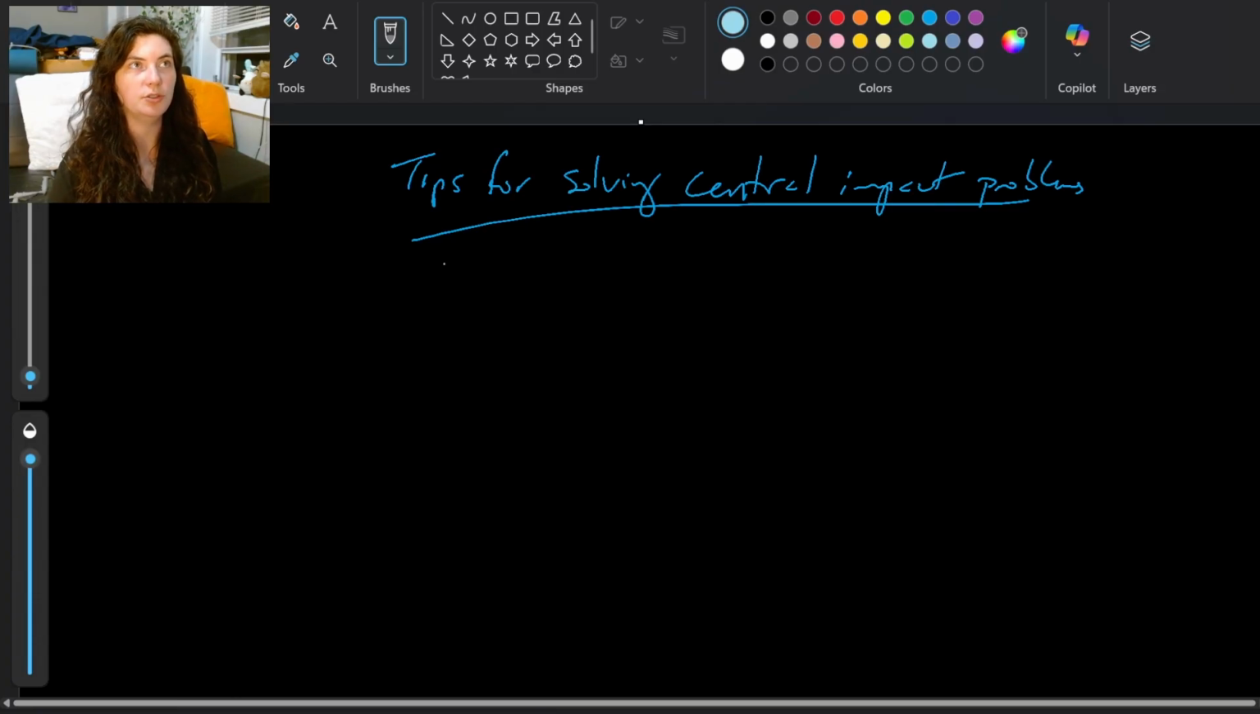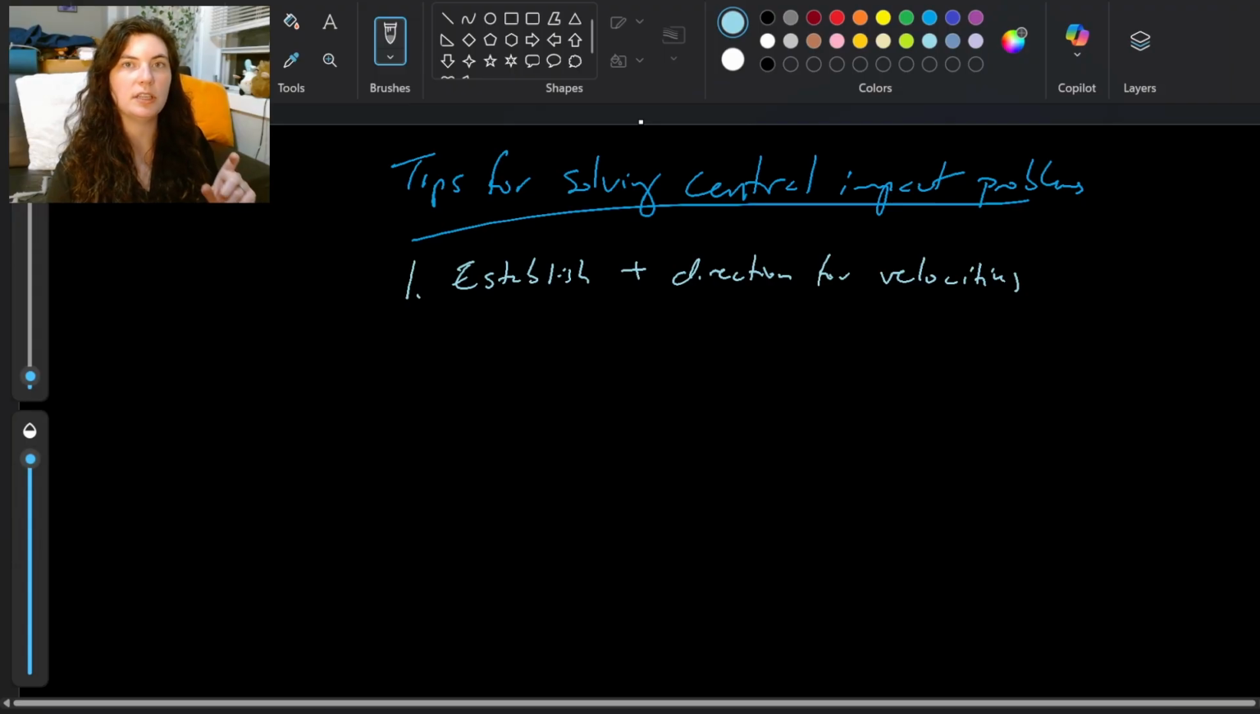So the first thing that we want to do with these impact problems is it's really, really important for us to set the positive direction of velocity. Right, so we want to establish the positive direction for our velocities. And the reason this is really important is because the positive for both particles, the two particles that are impacting, need to be the same positive direction. It doesn't mean that the particles need to be traveling in the same direction. It just means their positives, their coordinate system needs to be the same. Right, so establish positive direction for velocities for both particles.